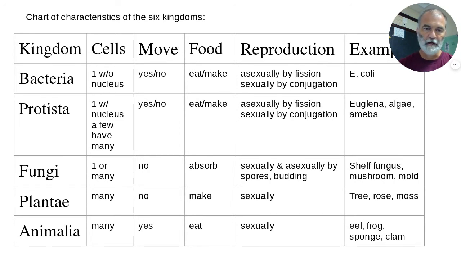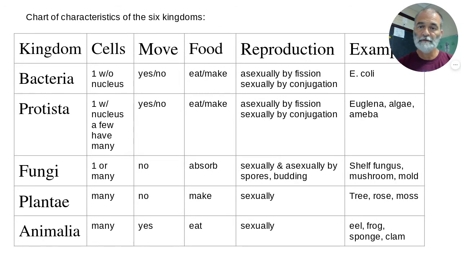And then we have the fungi. The fungi absorb their food. So we take food into our body. It goes through a digestive system. It pulls out what we need, and the rest is expelled as wastes. Fungi actually put their digestive juices out of their body, and they decompose things. And then they only absorb or take in the nutrients that they need.